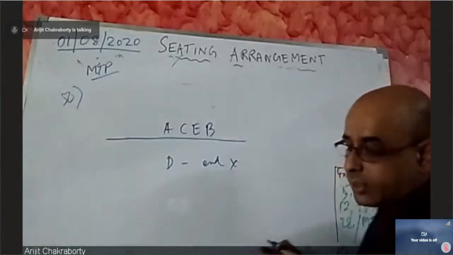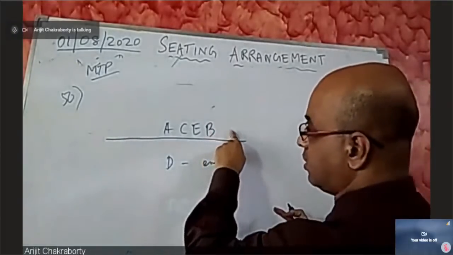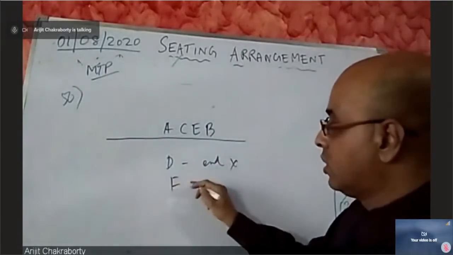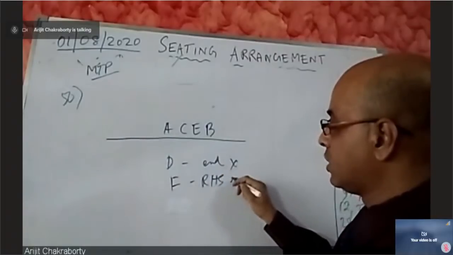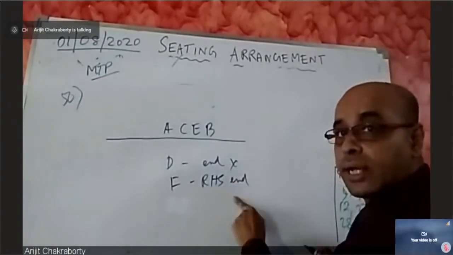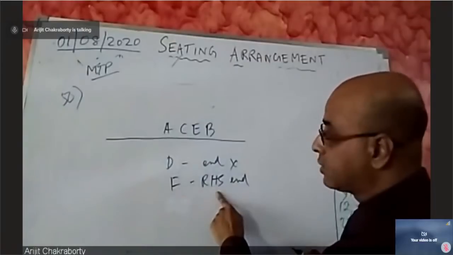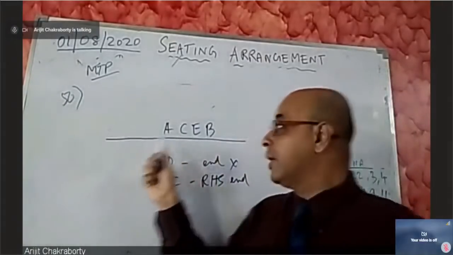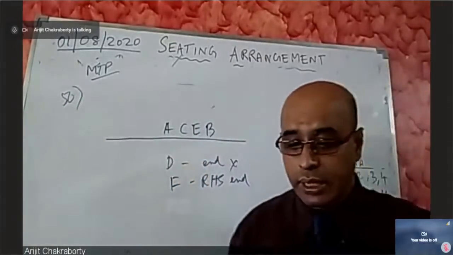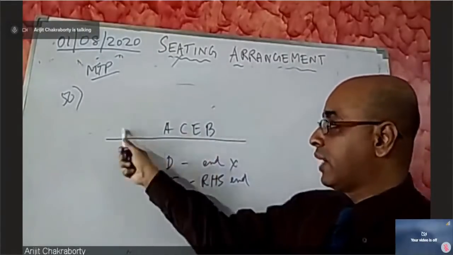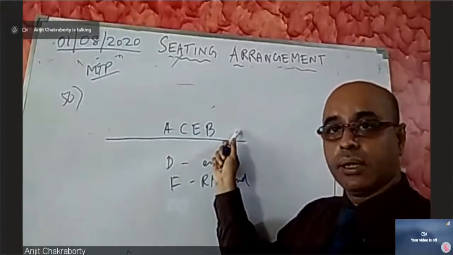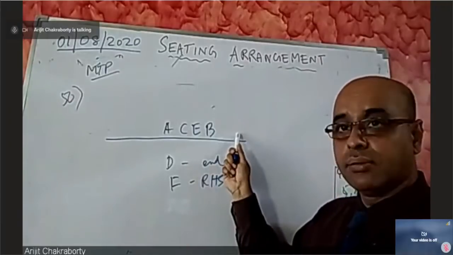F is not at the right end. So F is not here, at the right hand side end. F is not in the right hand side end. So we have got A here, C here, E and B. D is not in any of the ends. You cannot put D here or D here. F is not here. Okay.